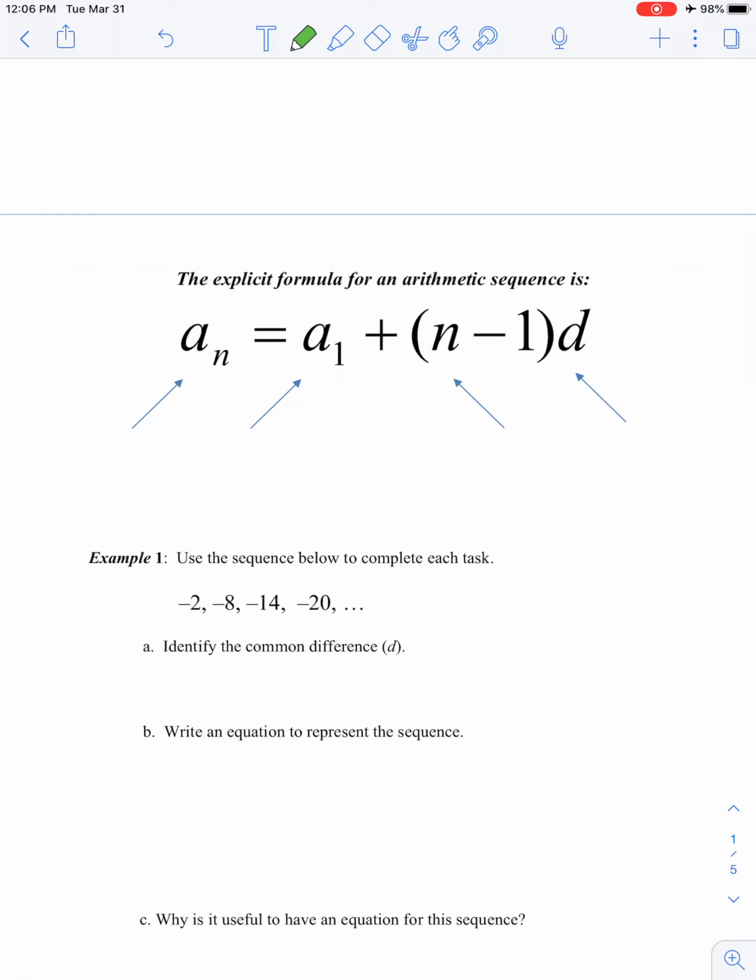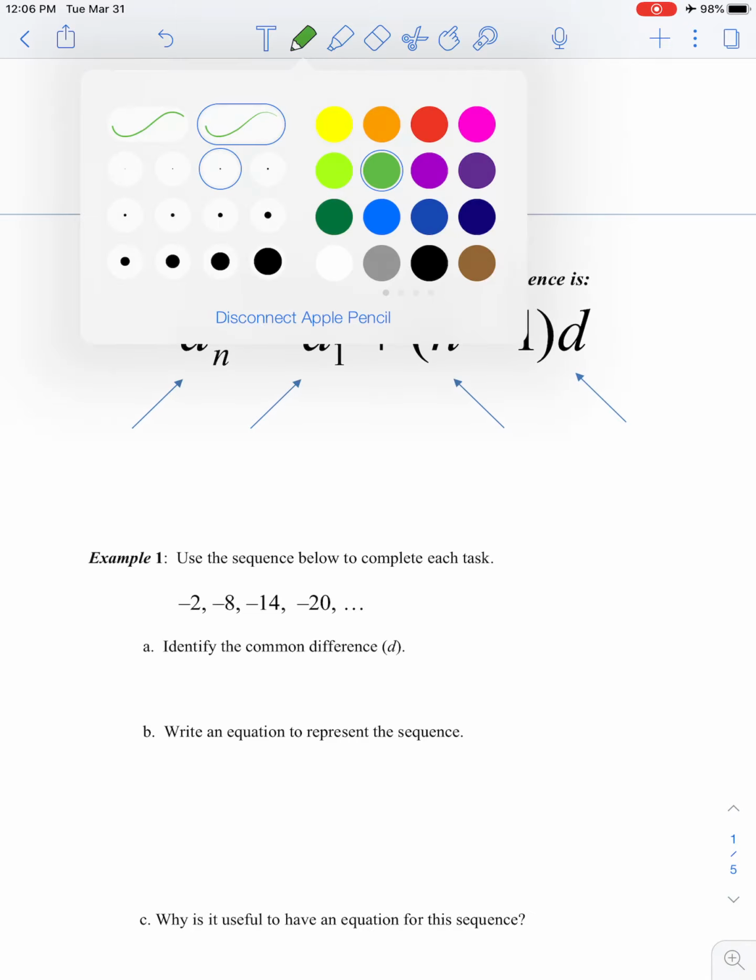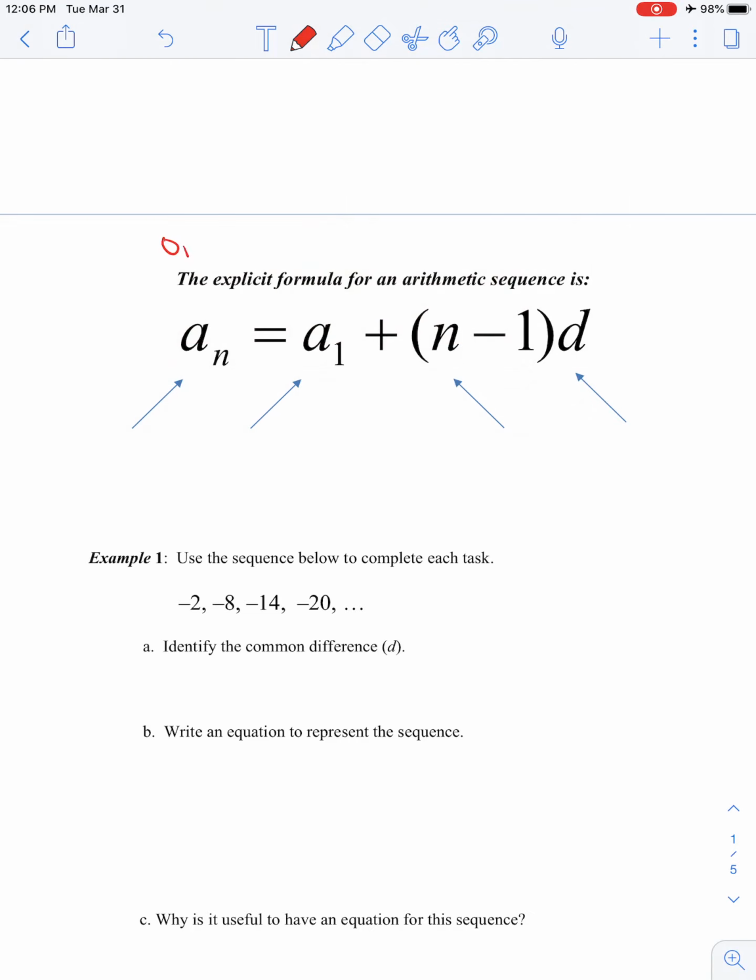So there's a formula for an arithmetic sequence. It's called the explicit formula because you can use it to find any term in your sequence. And the formula is on your reference table. So you might want to just notate that here. It's on your reference sheet. So this is not a formula that you need to memorize. You'll be given this formula for all tests and the Regents exam. Okay. So let's take a look at what each part means.